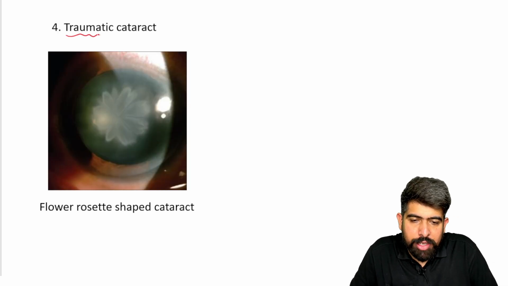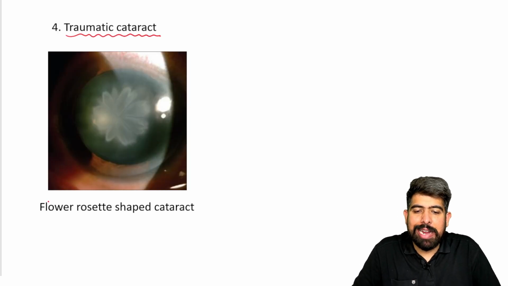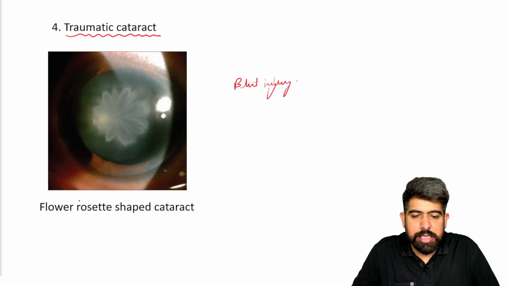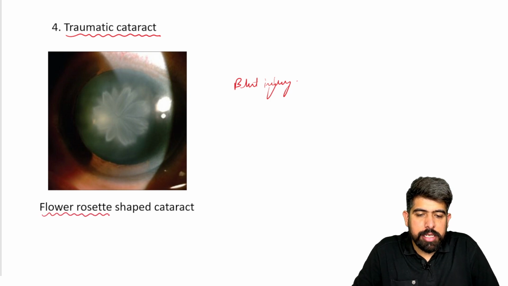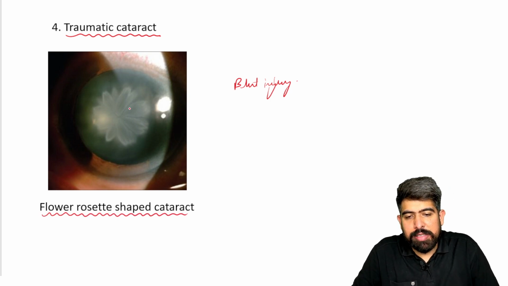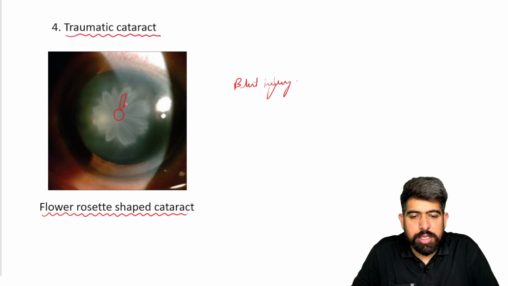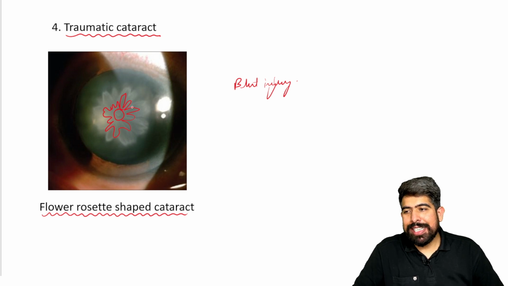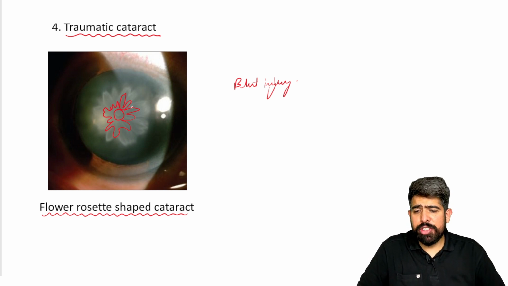Then the fourth one is the traumatic cataract. In the traumatic cataract, we have to see the specific type in blunt injury. In blunt injury, we see the flower rosette shaped cataract, which looks like a flower with rose petals. So this is known as flower rosette cataract, and it is seen in blunt type of injury of the eye.